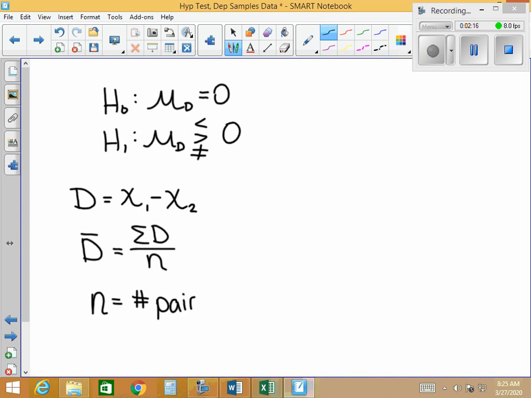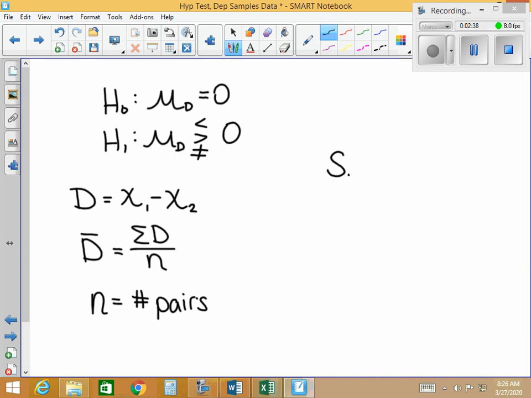Because these samples are dependent, it is a one-to-one ratio. So if there are 50 in one sample, there's 50 in the other sample, and so on down the road. Where in the past sections, it could be a different number. I could sample 20 items from this group and 30 items from that group.